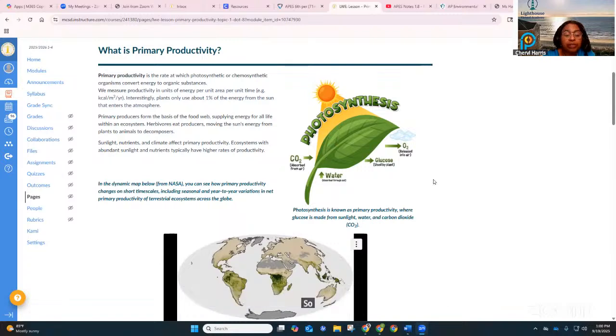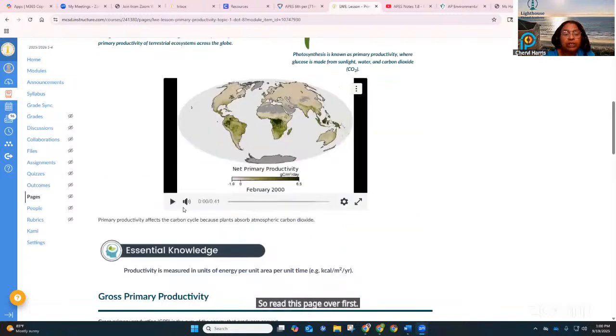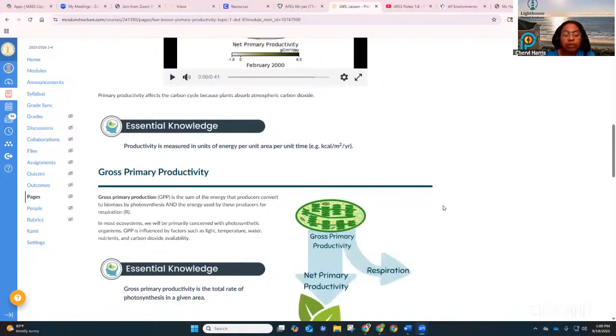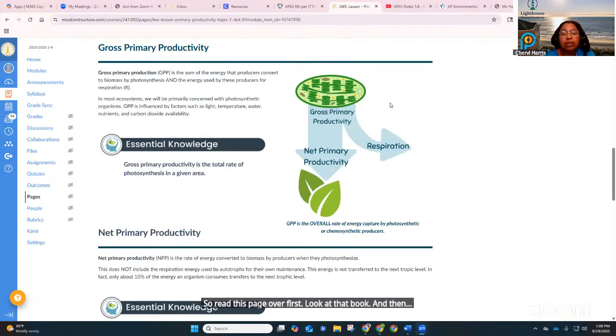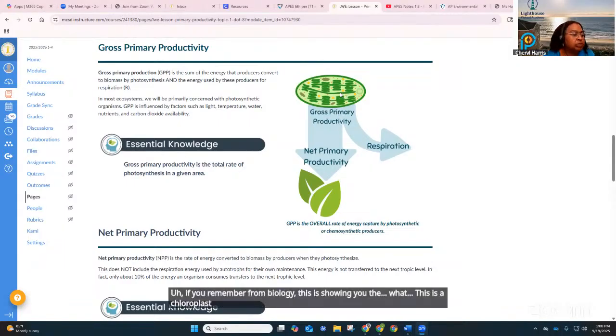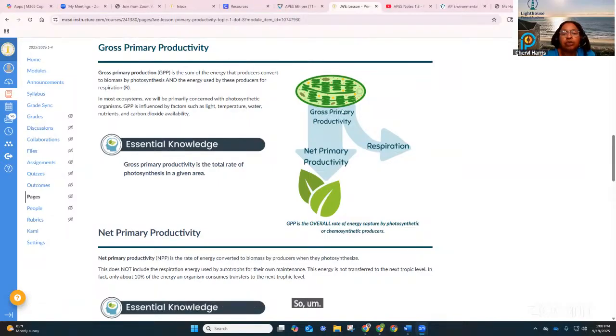So read this page over first. Look at that book. And then if you remember from biology, this is showing you what is a chloroplast, the green structure in plants. So it is showing you where this productivity is going on.